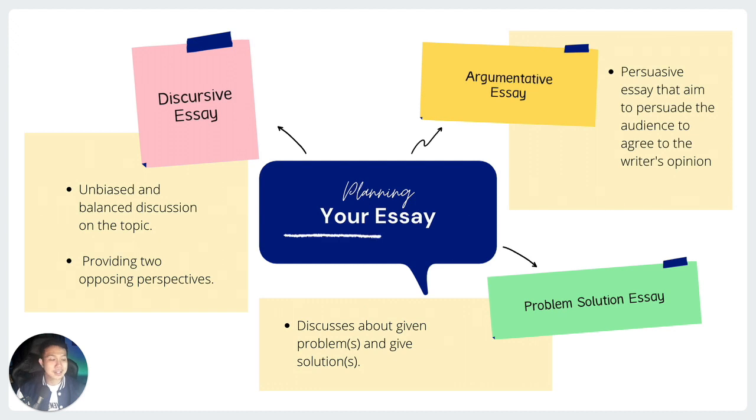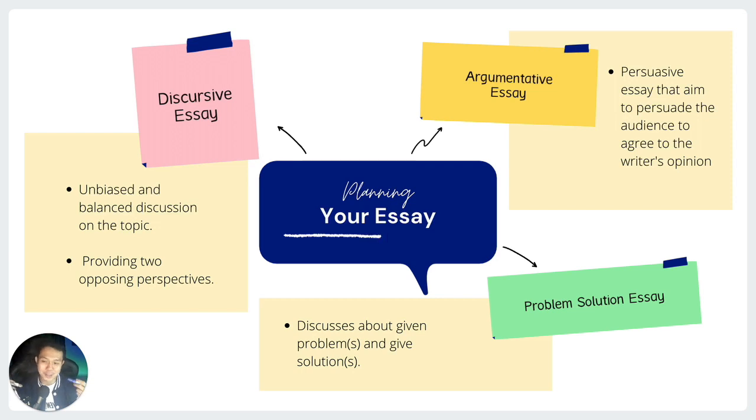Alright, like I said to you, we have 3 types of essay. First is discursive essay, second is argumentative essay, lastly is problem solution essay. So let's talk about it one by one. What is a discursive essay? A discursive essay is an unbiased and balanced discussion of a topic. That means it's like a weighing scale. We're talking about the negative and the positive in the essay, so you can provide 2 opposing perspectives. It doesn't have to be I agree on everything or I disagree on everything. You will have agree and disagree for a discursive essay.